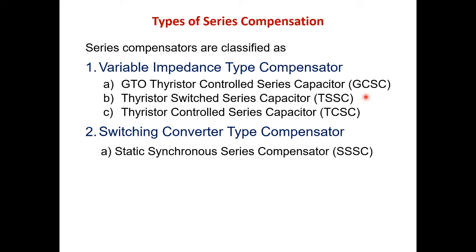Next, going to the types of series compensation, we have two categories: variable impedance type and switching converter type. In variable impedance type, we have GCSC. GCSC stands for GTO thyristor controlled series capacitor. TSSC stands for thyristor switched series capacitor. And finally TCSC stands for thyristor controlled series capacitor. These are the categories you have to learn.